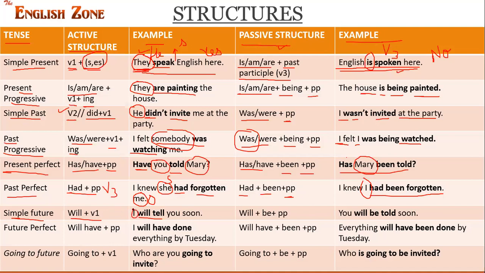Right. So if we are using it in the passive, we will use will plus be plus past participle. You will be told soon. तुम्हें जल्दी बताया जाएगा। कौन बताएगा? We don't know. I करने वाला, you जिस पे एक्शन हो रहा है, ठीक है, तो उसे बताया तो जाएगा, लेकिन उसे मैं बताऊंगी, वो बताएगा, वो बताएंगे, थर्ड पर्सन बताएगा, don't know.